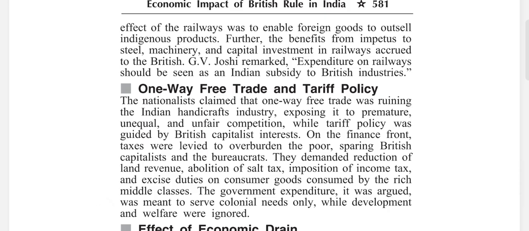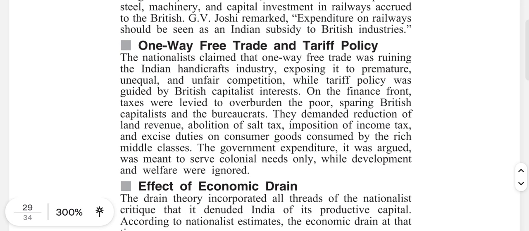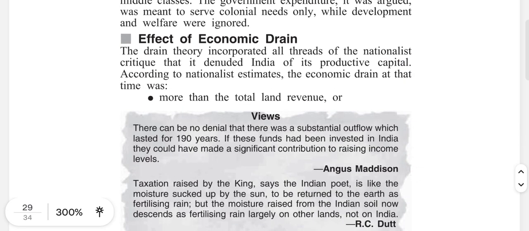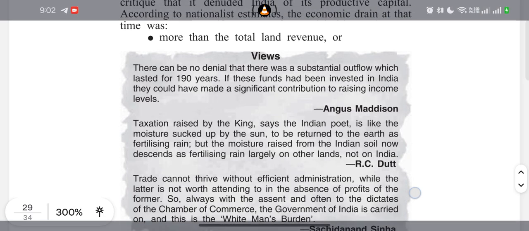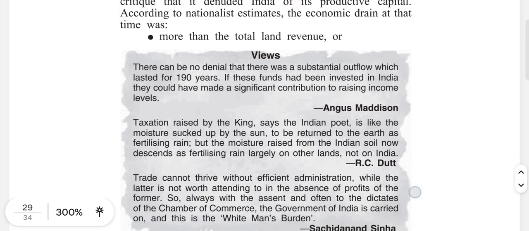One-way free trade and tariff policy. The nationalists claimed that one-way free trade was ruining the Indian handicrafts industry, exposing it to premature, unequal, and unfair competition, while tariff policy was guided by British capitalist interests. On the finance front, taxes were levied to overburden the poor, sparing British capitalists and the bureaucrats. They demanded reduction of land revenue, abolition of salt tax, imposition of income tax, and excise duties on consumer goods consumed by the rich middle classes. The government expenditure, it was argued, was meant to serve colonial needs only, while development and welfare were ignored.